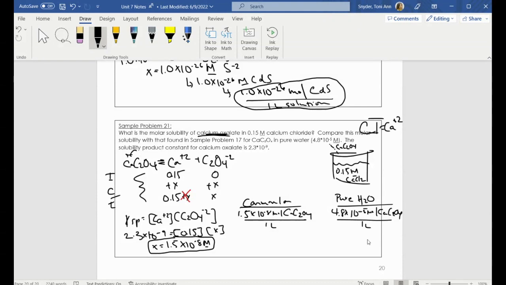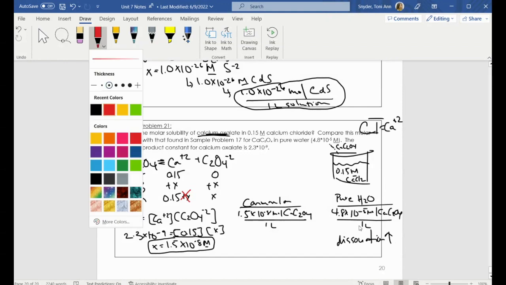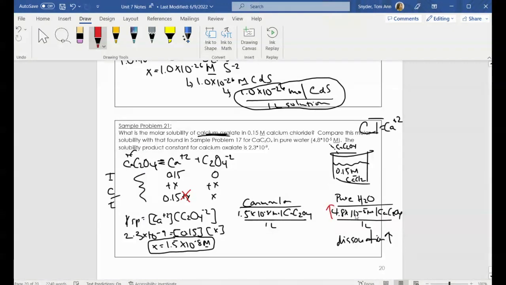I could dissolve a lot more moles. My dissociation is much higher here because I could dissolve more moles. 4.8 times 10 to the negative 5th is much higher than 1.5 times 10 to the negative 8th. So by adding that common ion, by having those calcium ions present in that solution, that is decreasing the solubility of calcium oxalate, which is promoting precipitation.